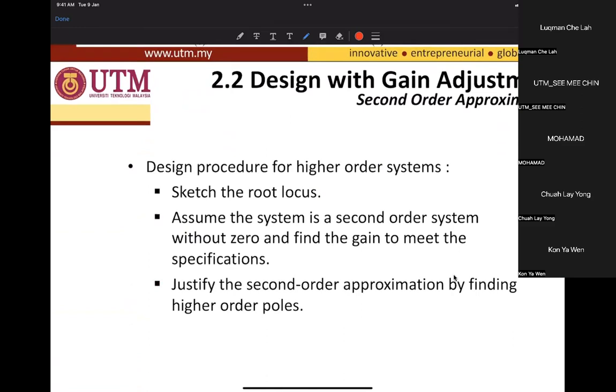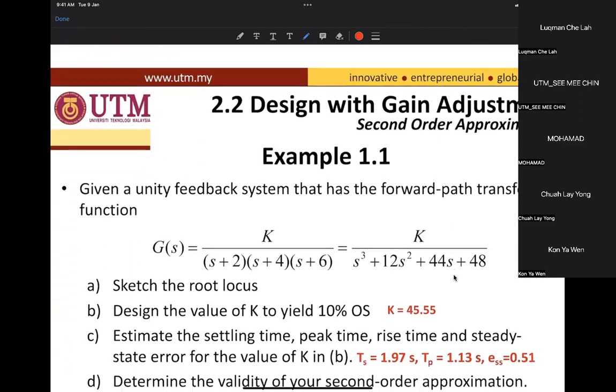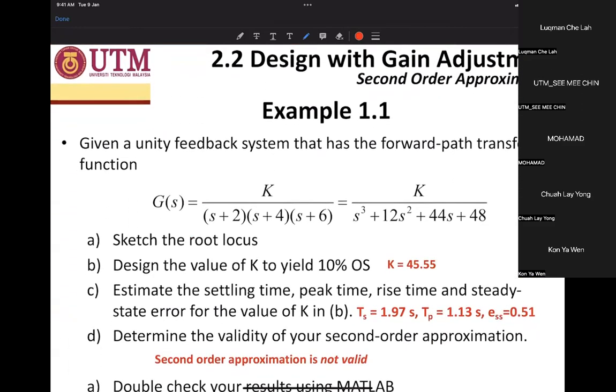So for gain adjustment, the design procedure is: first, sketch the root locus, assume the system is a second order system without zero, find the gain to meet the specifications, and justify the second order approximation by finding the higher order poles. So please remember the procedure. Example 1.